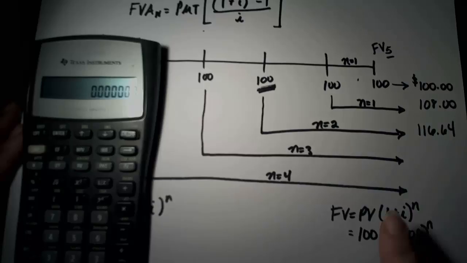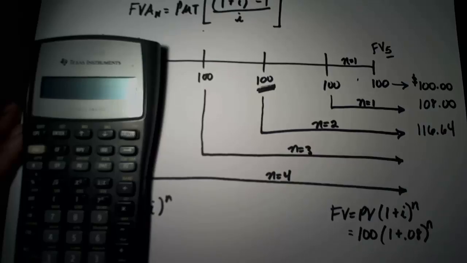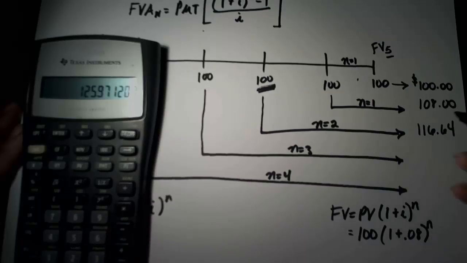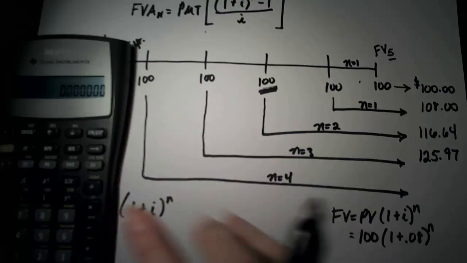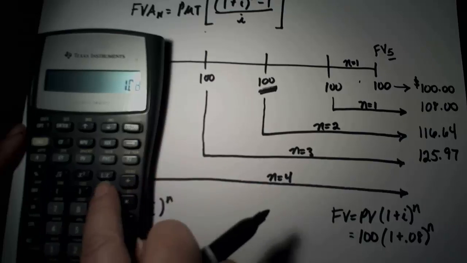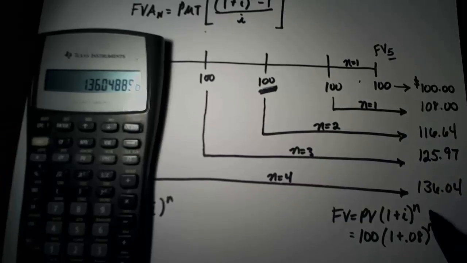Then here, we're going to do the same thing, but we're going to change this to 3. So 1.08 y to the x, 3 y to the x, equals, times 100, which is going to give us $125.97. And then this final $100 payment is invested for n equals 4. So now we do 1.08 y to the x, 4 y to the x, equals, times 100, and that gives us $136.04.